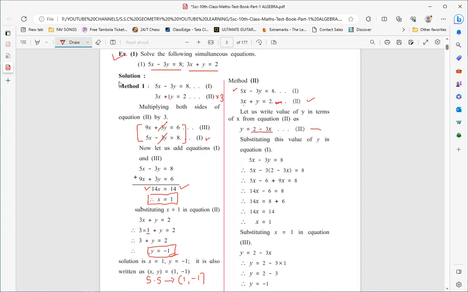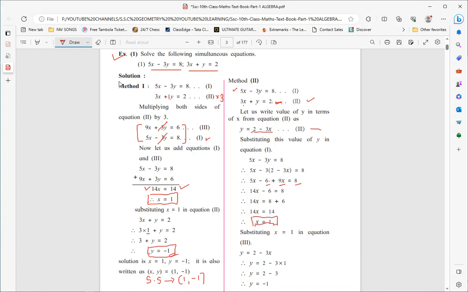So 5x, 3 twos are 6, 3 threes are 9x, minus minus becomes plus, equal to 8. So 5x plus 9x is 14x, and this minus 6 goes to that side, so 8 plus 6 becomes 14. 14x equal to 14, x equal to 1. So again, you got this answer, but by a different method, method number 2.